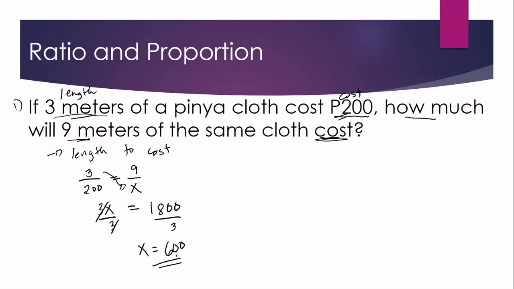Now what do we mean by 600? Answering the question, how much will 9 meters of the same cloth cost? Then our answer will be, therefore, a 9 meter cloth costs how much? Using the unit, the peso sign, it will cost 600 pesos. So our answer is 600 pesos.